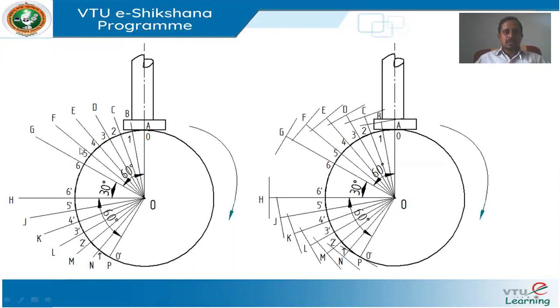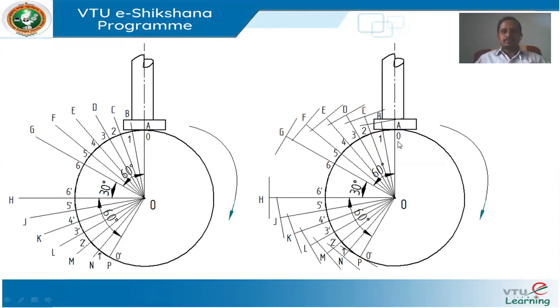After marking these intersecting points during outstroke and return stroke from the displacement diagram, in the next step, through all these intersecting points, we need to draw the lines. These lines represent the bottom of the flat faced follower. So this length we need to take at each and every intersecting point, and these lines must be perpendicular to the respective path at the intersecting point.